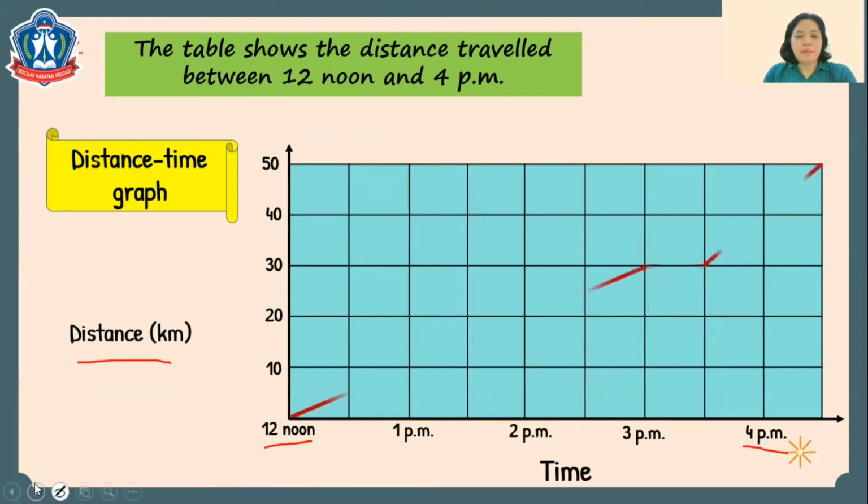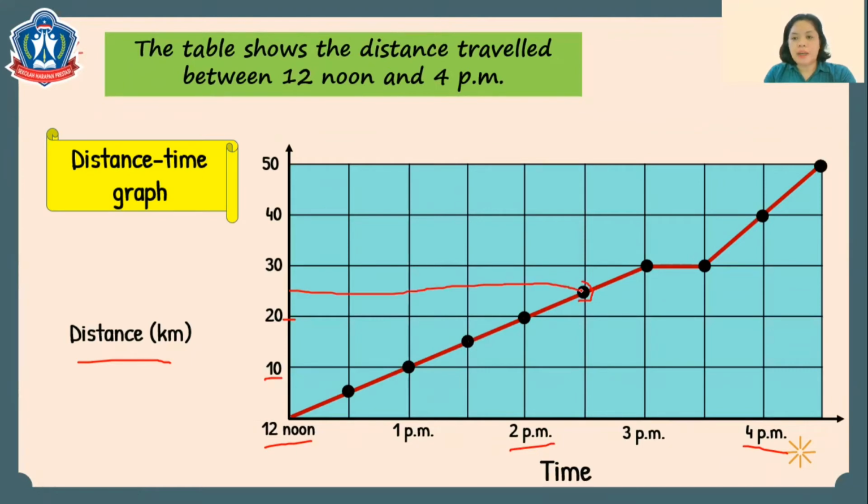If you traveled from 12 noon to 1 p.m., that is 1 hour, so that is 10 kilometers. Then if you traveled from 12 to 2 p.m., that is 20 kilometers. How about when you reach the time 2:30 p.m.? So 2:30 is this one. What is the distance traveled? Between 20 and 30, this is 25 kilometers. Correct. Now, how about 3 p.m.?